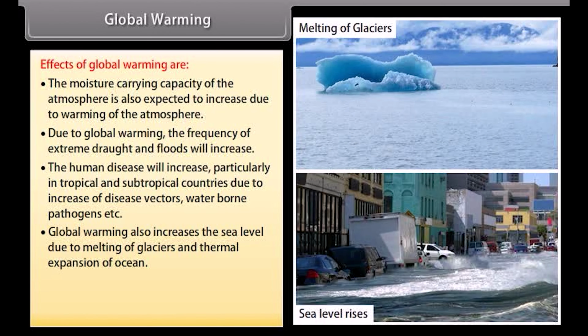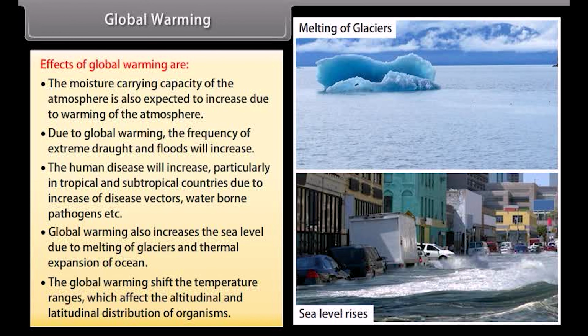Global warming also increases the sea level due to melting of glaciers and thermal expansion of the ocean. Global warming shifts the temperature ranges, which affect the altitudinal and latitudinal distribution of organisms.